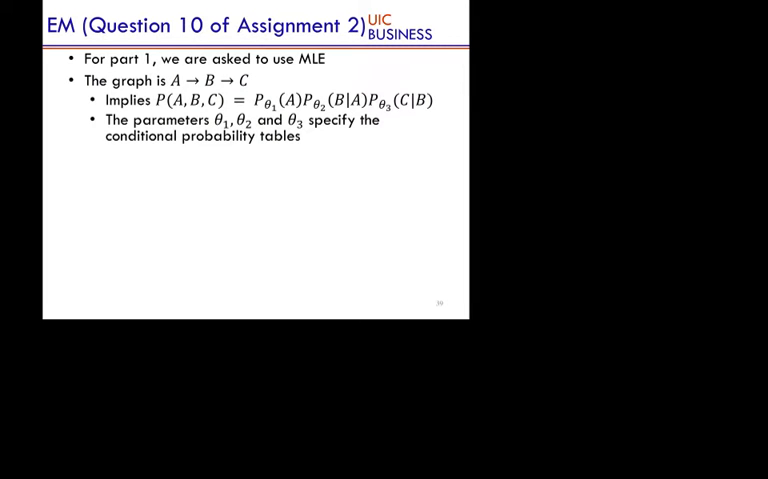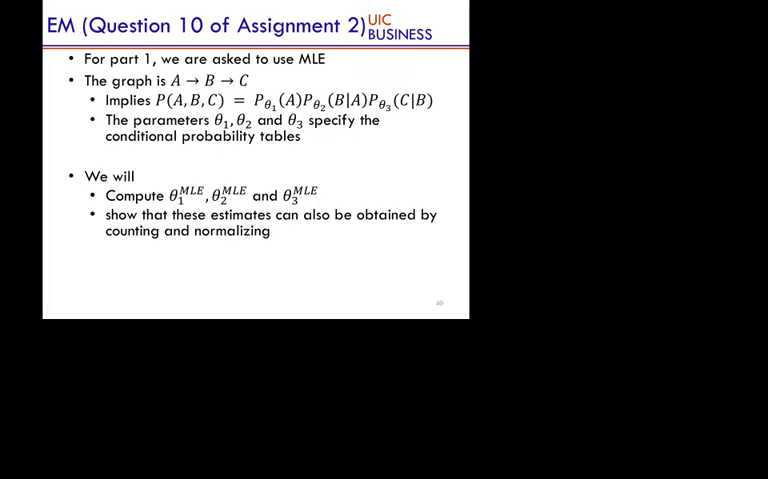We are asked to use MLE. So the graph is this, and because the graph is like this, this is going to be the decomposition of the factors, or the decomposition of the conditional distributions. The parameters theta 1, theta 2, theta 3 need not be scalar yet. We'll see what those parameters are. They specify the conditional probability tables of each of these terms, right? These will be characterized by 2 conditional probability tables.